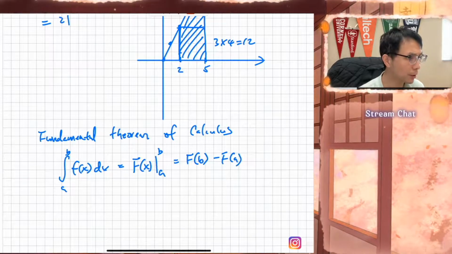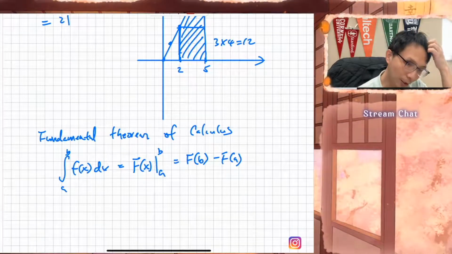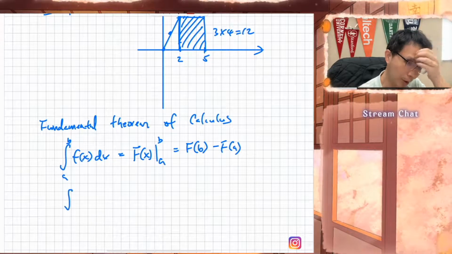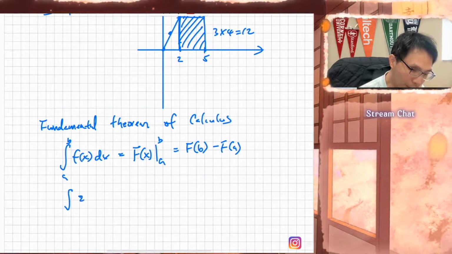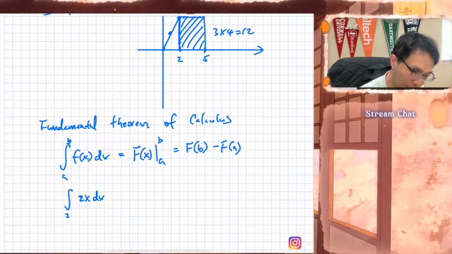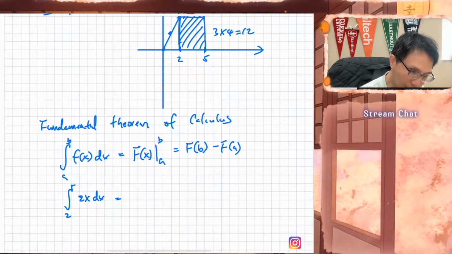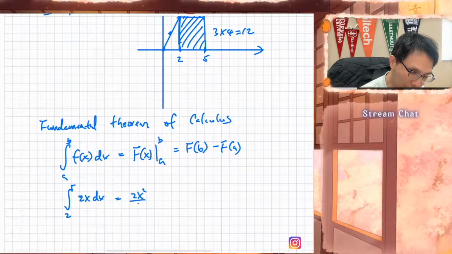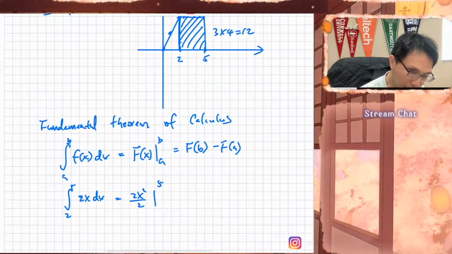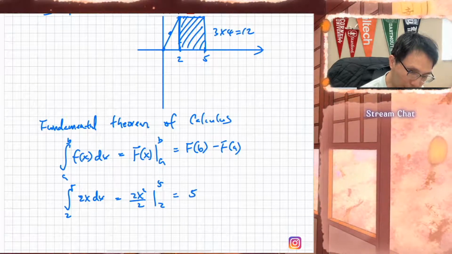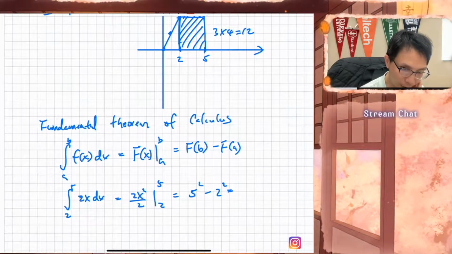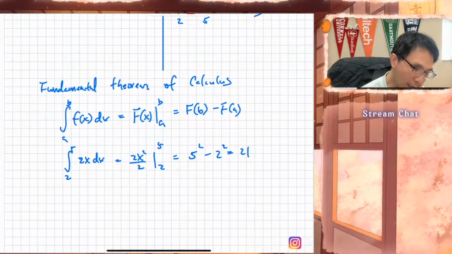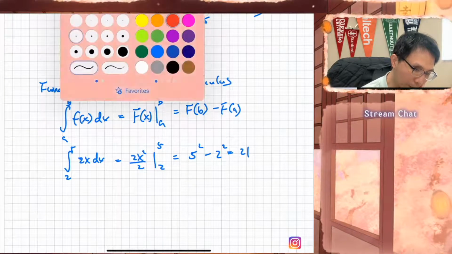Did we talk about this yesterday? Yeah. Okay, sorry, then I'll just talk about it again for the video. So the integration of 2x dx between 2 and 5 is basically just equal to x squared, because the 2 is going to cancel out. So that's equal to 5 squared minus 2 squared, that's equal to 21. And that's also proof of the theorem.